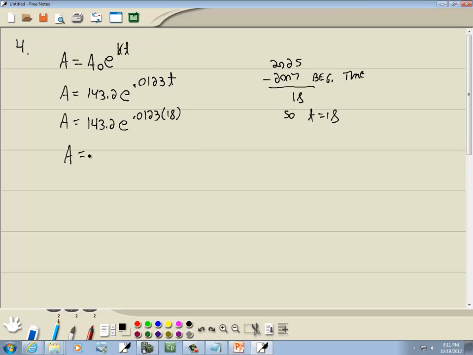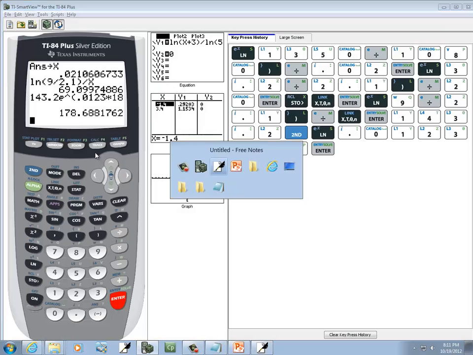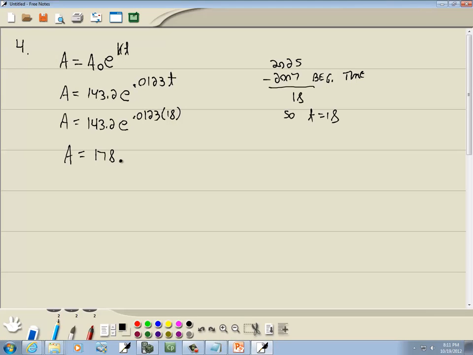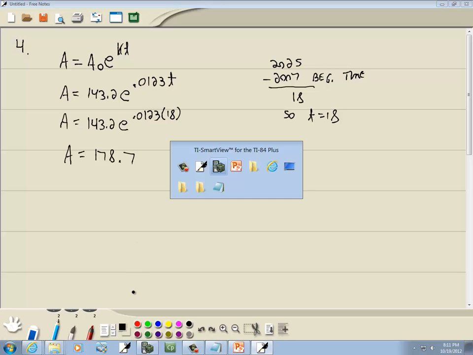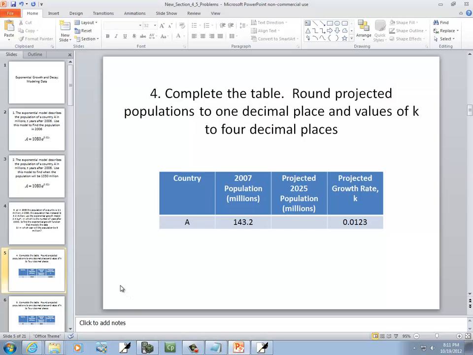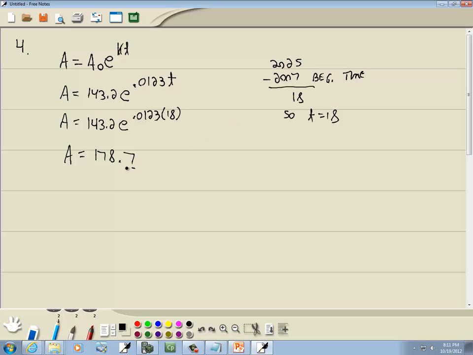So A is going to be 178.7. I'll take it to 1 decimal place. Oh, wait a minute. No, there's 1 decimal place. Round it to 1 decimal place. Okay, so that's our answer.